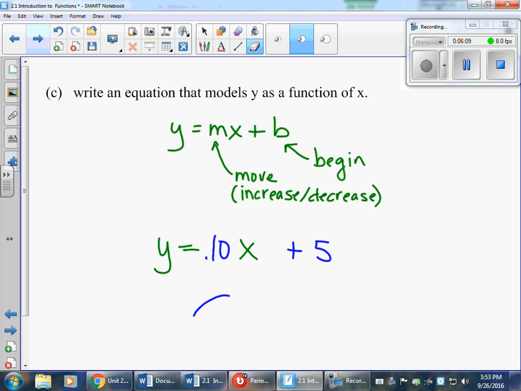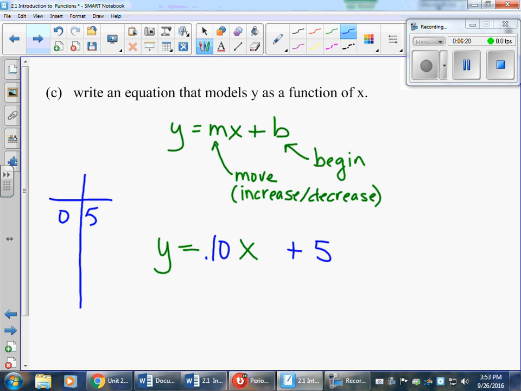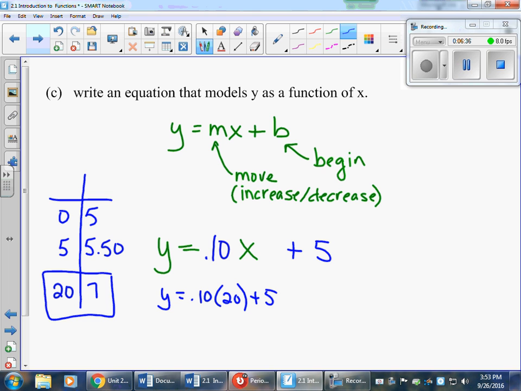So we can always give ourselves a quick check by thinking about what our table from the previous page looked like. So if you wanted to check, let's say this situation, when x is 20, y is equal to 10 cents times 20 plus 5. Y is equal to 20 times 10 is $2. So $2 plus $5 is $7, and this checks. Always taking a moment to check is always a good idea.